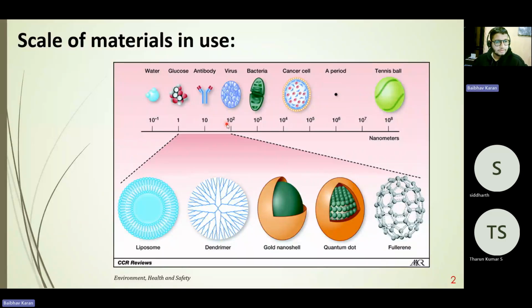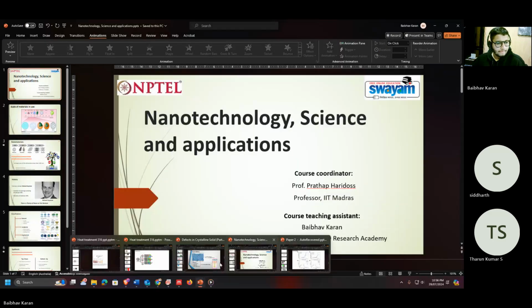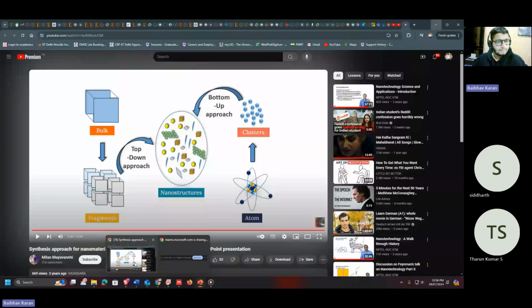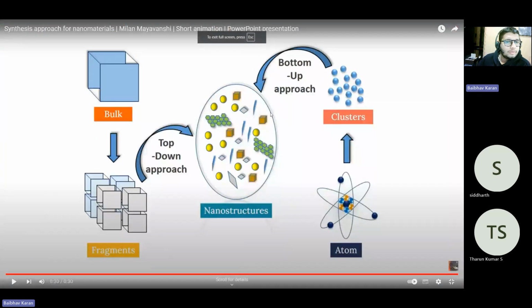Then another approach, the second approach which we saw, was the bottom-up approach. The bottom-up approach is totally opposite of the top-down approach. In top-down, from bigger particles, we're breaking down into nanoparticles. But in the bottom-up approach, we start with smaller particles, such as atoms and molecules, and we grow them to produce nanoparticles.